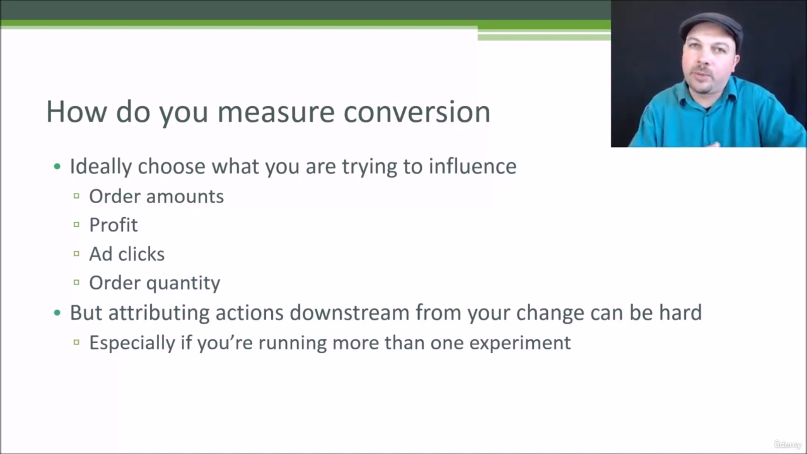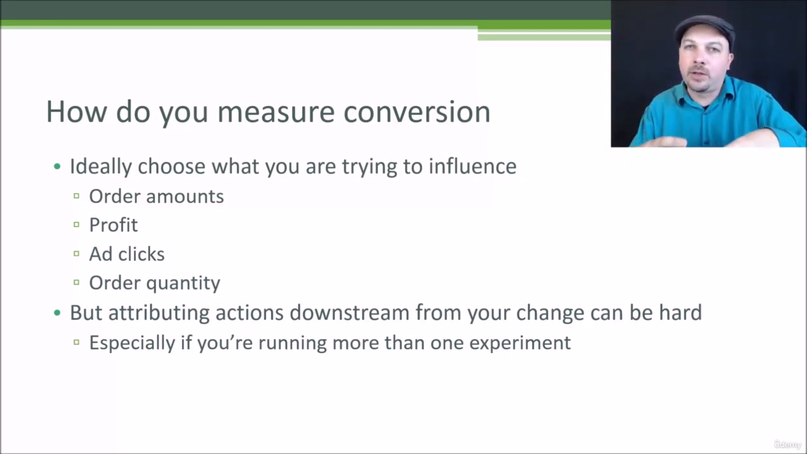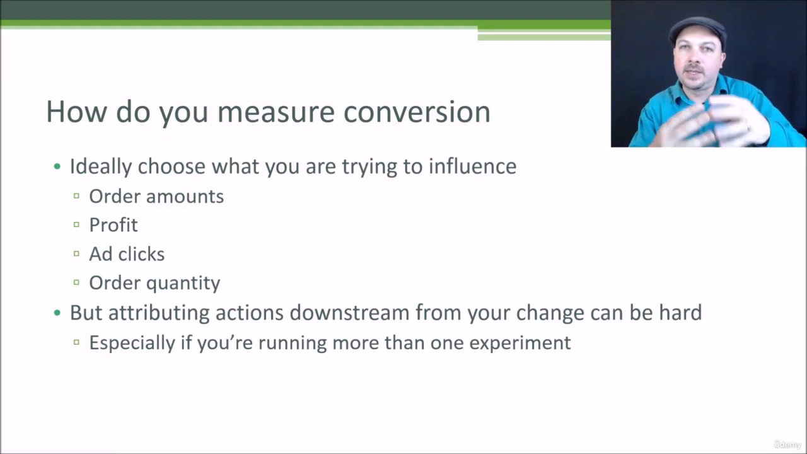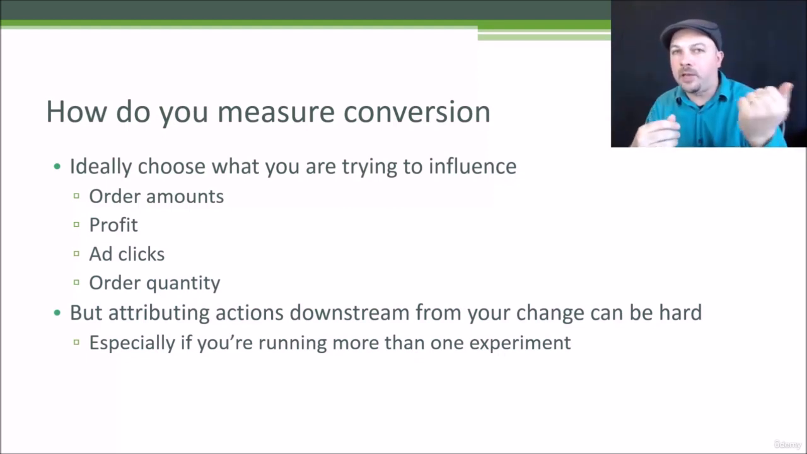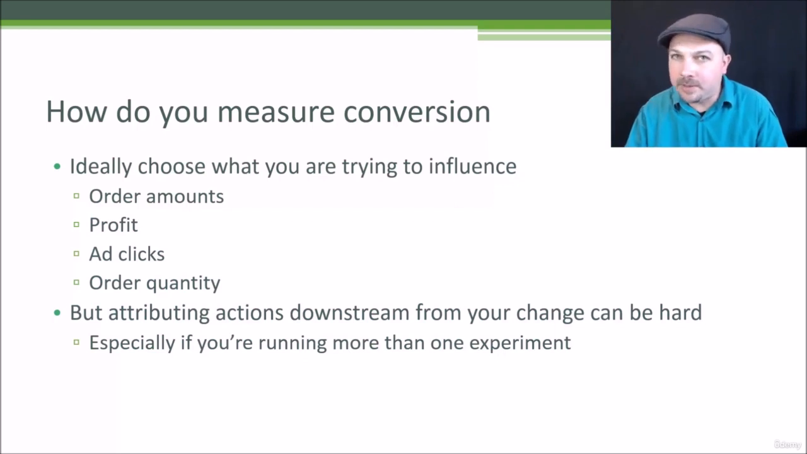Another thing to watch out for is attributing conversions to a change downstream. So if the action you're trying to drive doesn't happen immediately upon the user experiencing the thing that you're testing, things get a little bit dodgy. So let's say I change the color of a button on page A, the user then goes to page B and does something else and ultimately buys something from page C. Well, who gets credit for that purchase? Is it page A or page B or something in between?